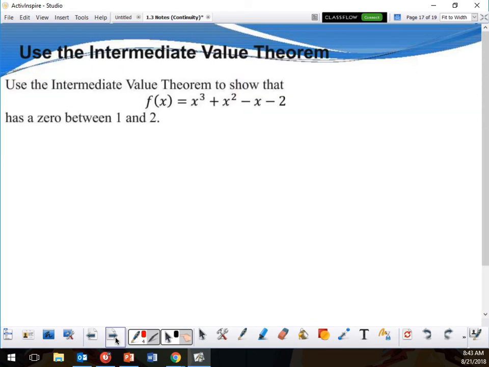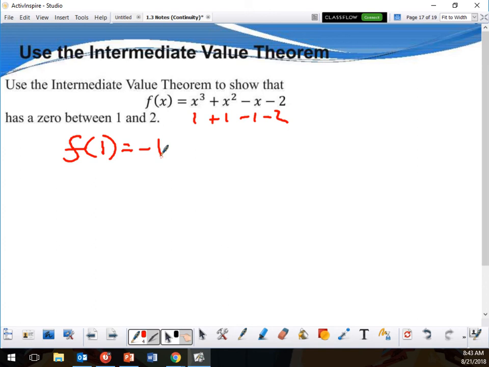So, use the intermediate value theorem to show that this has a 0 between 1 and 2. Okay? So, let's see. Intermediate value theorem is start by checking my endpoints. Where am I starting at? 1. So f of 1 is 1 plus 1 minus 1 minus 2. Minus 1. So we come up with what? Minus 1. Okay.